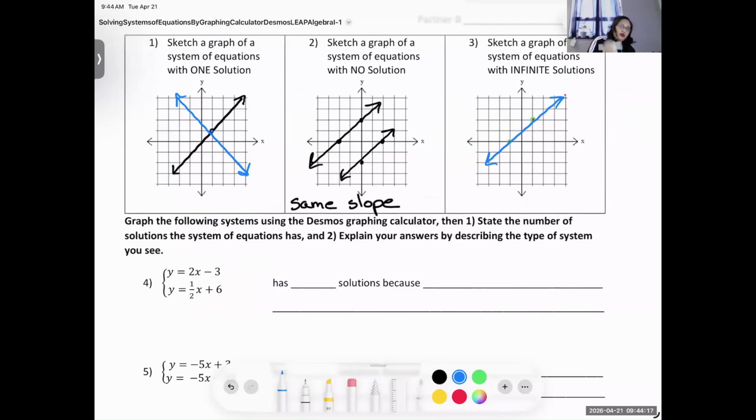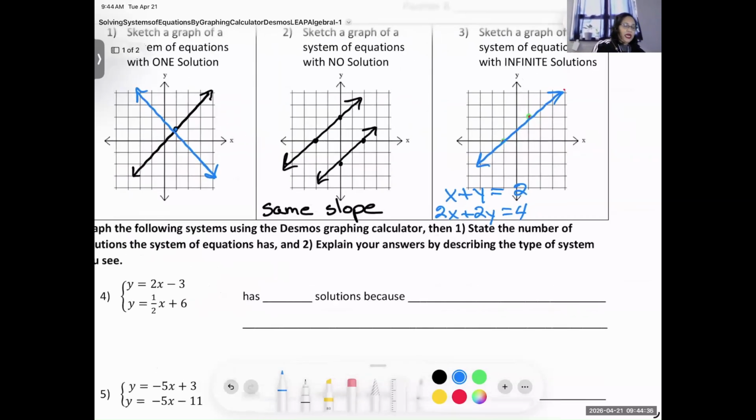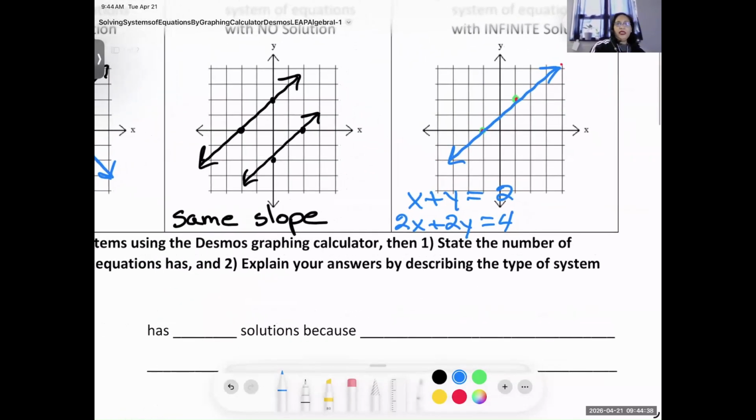Okay, so just to give you a little example of what that would look like. It would be, X plus Y equals 2. And then if I multiply 2 to that, it would be 2X plus 2Y equals 4. So that would be an example of the same line, okay? Can you see that? It would be an example of the same line. Okay?